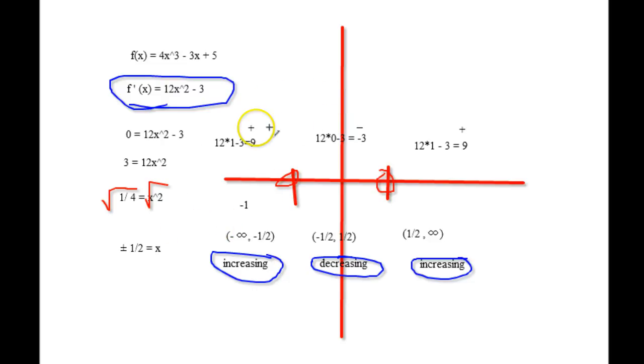But you can take time to actually graph this and see what the derivative is going to look like. But you do have to find the derivative, set it equal to 0 to find your critical points, and then use those critical points to find the intervals that you're working with.